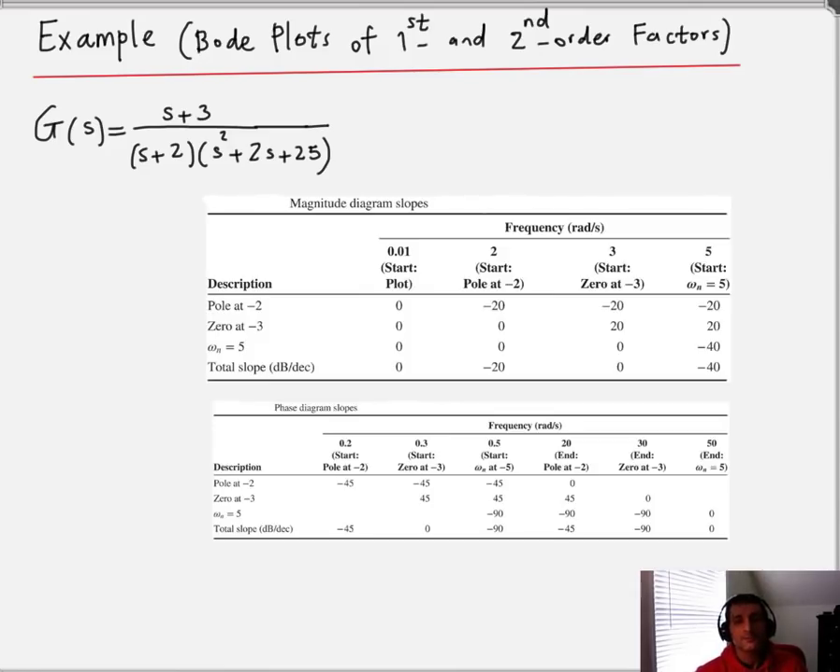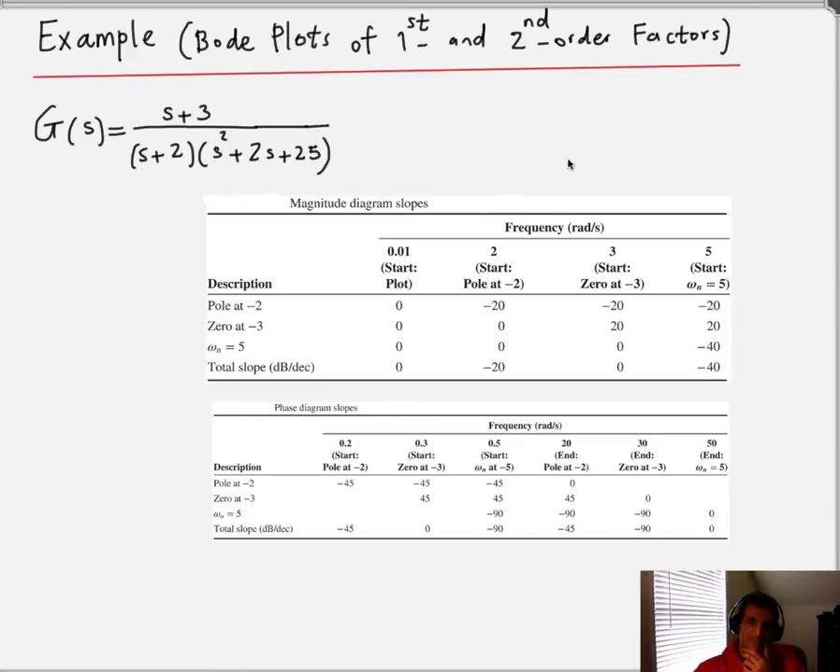Right. So next I'm going to show you an example on how to draw a Bode plot when you have a combination of first order and second order systems. In the previous lecture, you saw how to draw a Bode plot when you had just a combination of first order systems. So now here you have 2 first order and 1 second order. You have a zero at -3, which is obviously first order, and then another first order, which is the pole at -2. And you also have a second order, which is in the denominator.